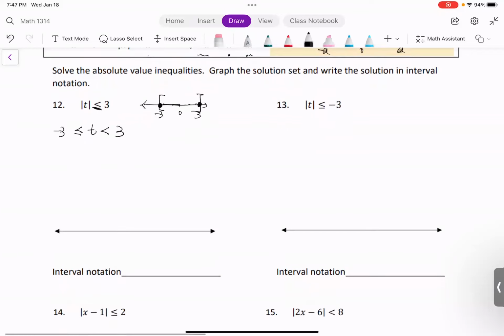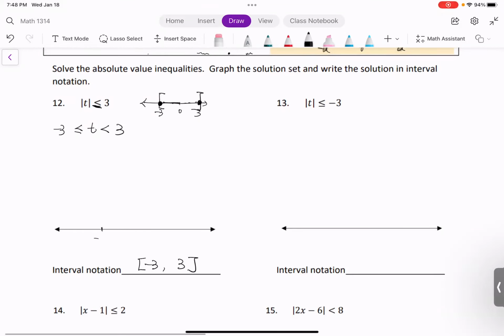In the interval notation, how to write it? We write t is between -3 and +3. We use brackets for -3 and +3, because these two points are included in my solution. And you find the points on the number line, -3, +3. Use brackets, highlight in the middle.